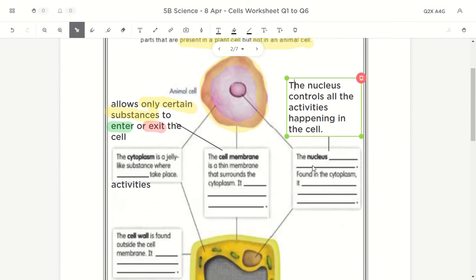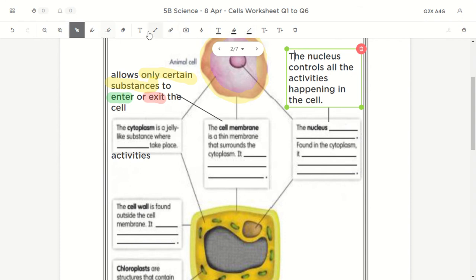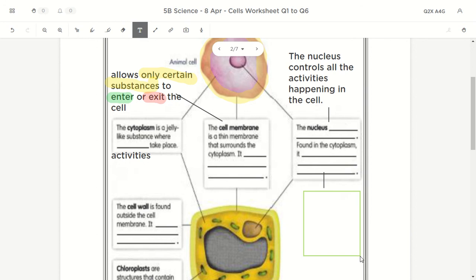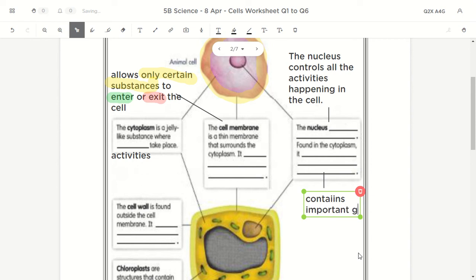Okay, so what does it do? Let's draw a line down. The function of the nucleus is to control the activities, but what is inside the nucleus? Let's write down. It contains important genetic information that can be passed down to the next generation when it reproduces, of course.